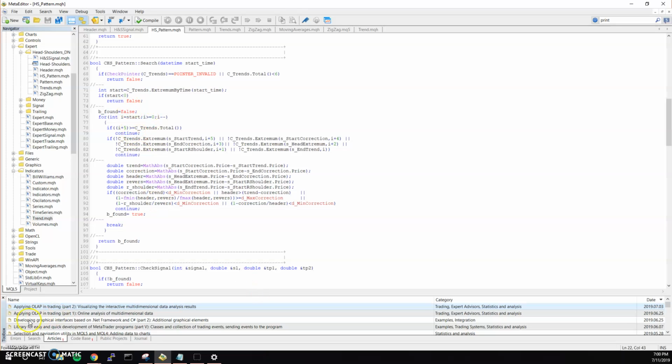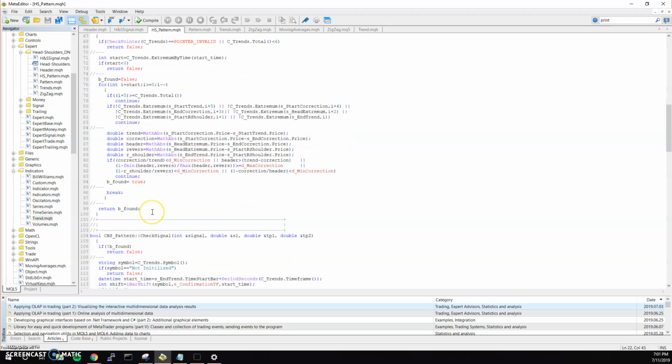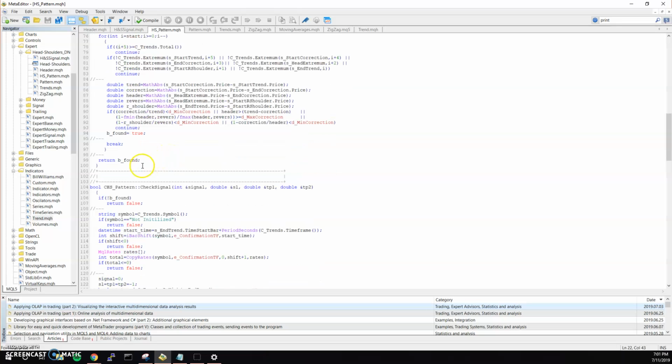In this for loop right here, we're going to iterate through all the extremes. And if it's not valid, we're going to move on to the next. We're going to check if the extremes work. And if we find any extremes that work, we're going to return true, and we're going to say here we found them. That's what the search does. More specifically, it searches for enough extremes to start a head and shoulders pattern.